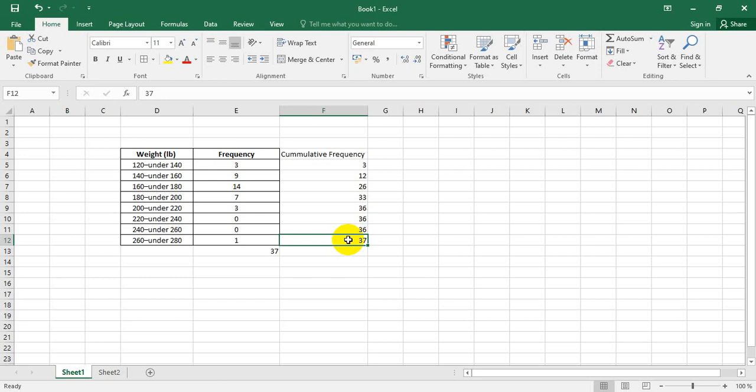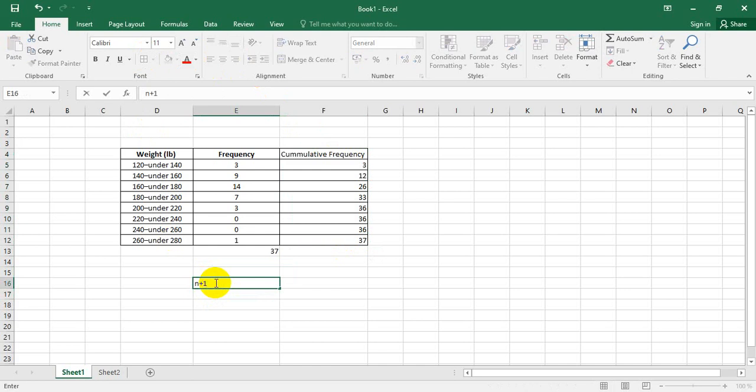Okay, now the next task in finding the median is you need to find n plus 1 by 2. So what is n plus 1 by 2? For example, in my case, n is 37, plus 1 is 38, and 38 by 2 becomes 19. Now I need to look for 19.